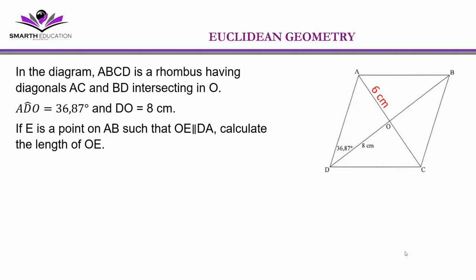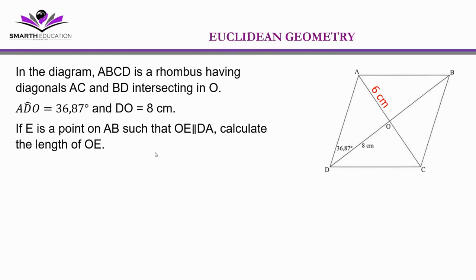In the diagram, ABCD is a rhombus having the diagonals AC and BD intersecting at O. Angle ADO is 36,87 degrees and then DO is 8 centimeters. If E is a point on AB such that OE is parallel to DA, calculate the length of OE.